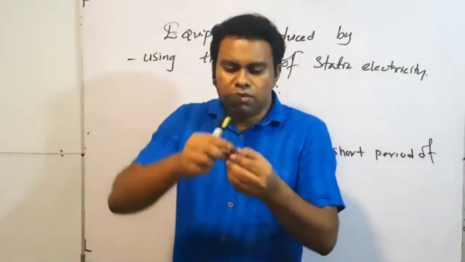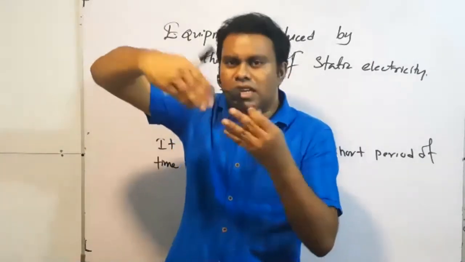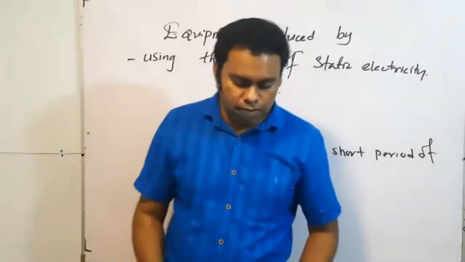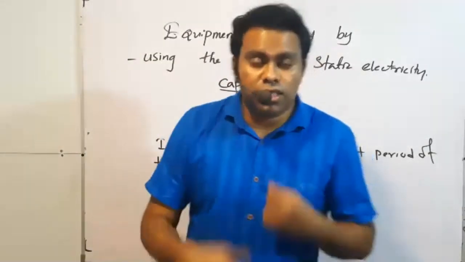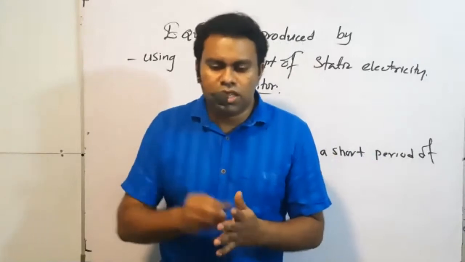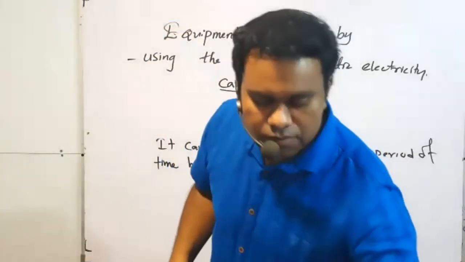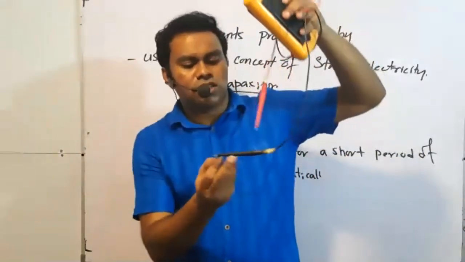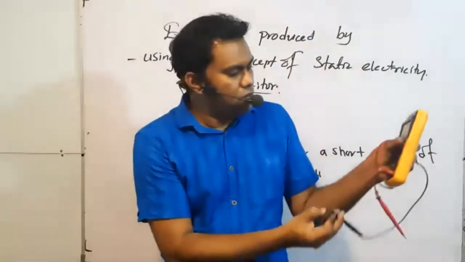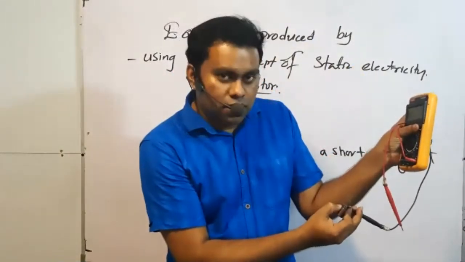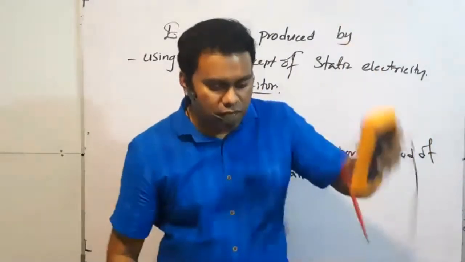Sometimes when you touch these two electrodes with your finger, a little discharging occurs. So you can check that. How to check it? You charge a capacitor and connect it to a voltmeter like this, using crocodile clips. Then you can check what happens to the voltage: increasing, decreasing, or staying static.